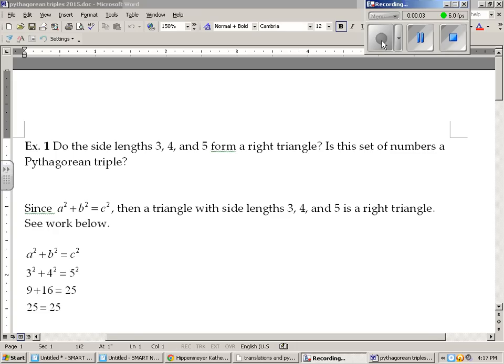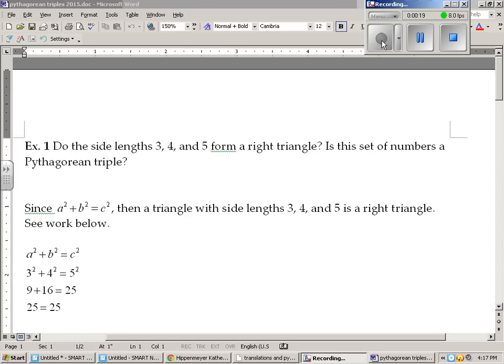This video is all about Pythagorean triples. What you're going to be asked to do is look at the converse of the Pythagorean theorem and apply it. So here's an example of a problem where you're going to have to apply the converse of the Pythagorean theorem.